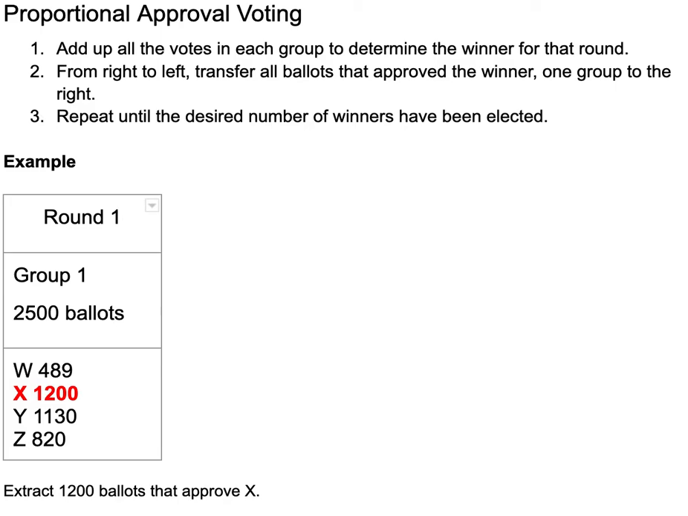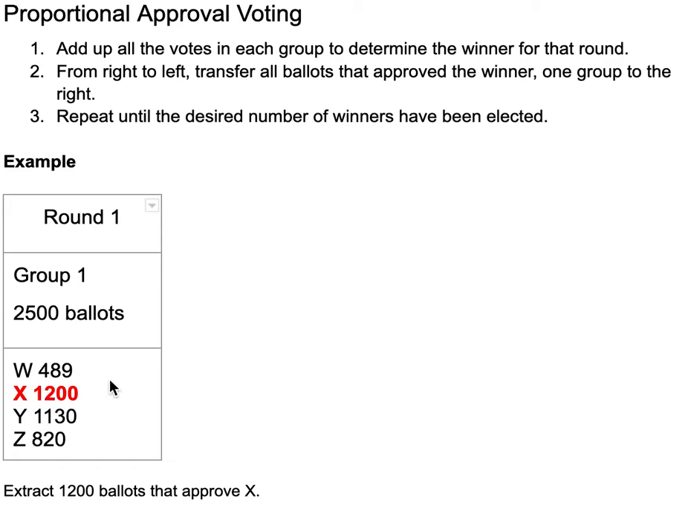Then from right to left we just transfer all the ballots that approve the winner, moving them one group to the right. And then we just repeat that process until we've elected the desired number of winners. So here in round one, all of our ballots are just in one big group. There's 2,500 ballots. Our candidates are W, X, Y, and Z, and we're going to elect 3 of those 4 as our winners.